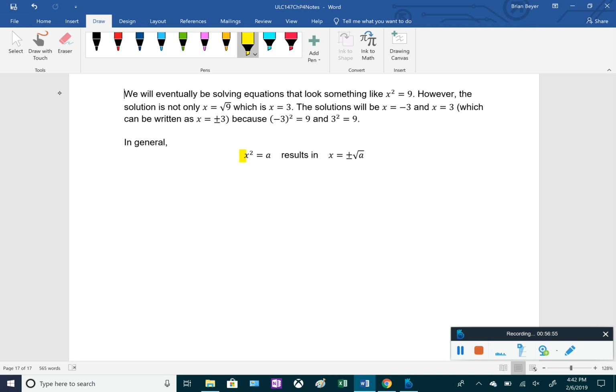In general, if we're trying to solve x squared equals a for x, the result we're going to get is x equals plus or minus the square root of a. So don't worry about that too much right now. Just put that in the back of your head because we will be coming back to it. Just don't get it confused with when we're taking a square root: the square root of 9 is only equal to 3. But if it's set up as an equation like this, it's equal to positive 3 and -3. Okay, so that is it for section P4.